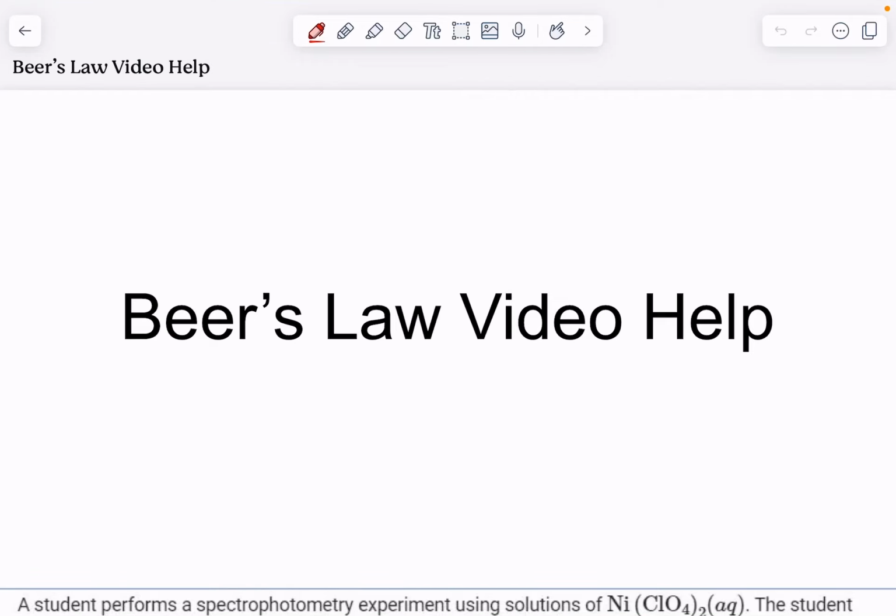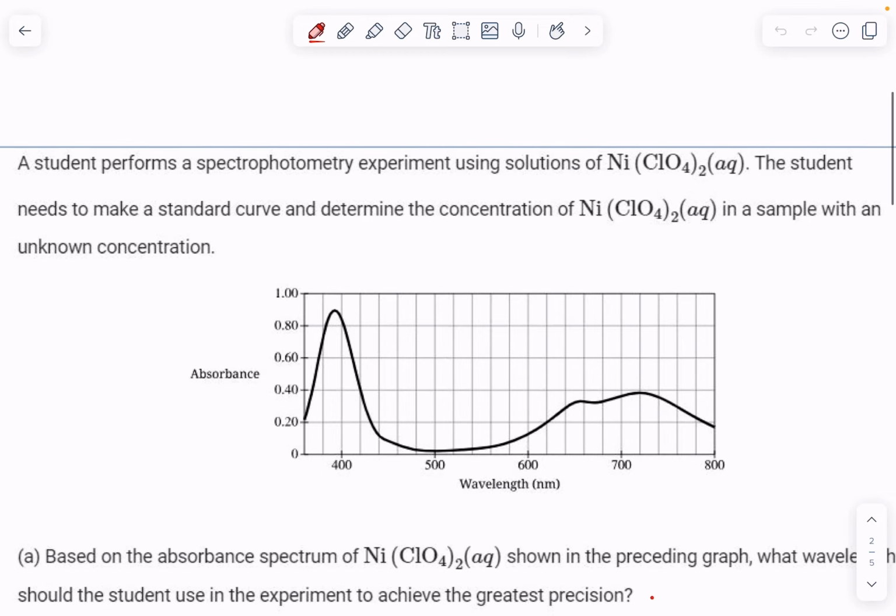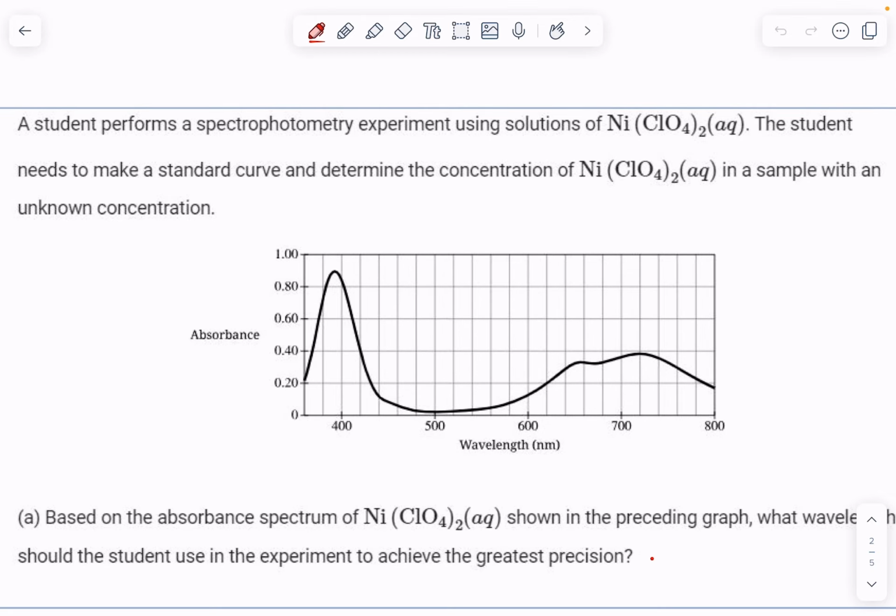All right, guys, in this video, we're going to be looking at some Beer's Law questions. There are a couple short answer questions. In this first one, a student performs a spectrophotometry experiment using solutions of nickel perchlorate. The student needs to make a standard curve and determine the concentration of nickel perchlorate in a sample with an unknown concentration.